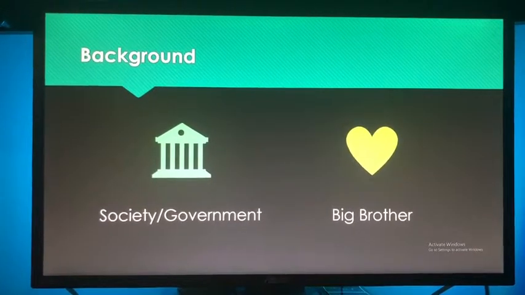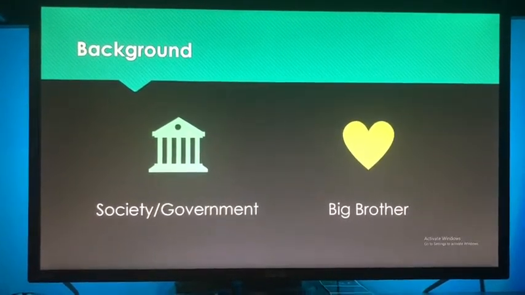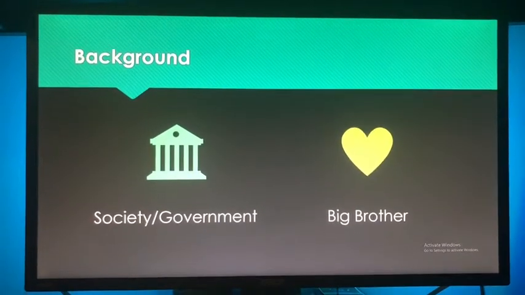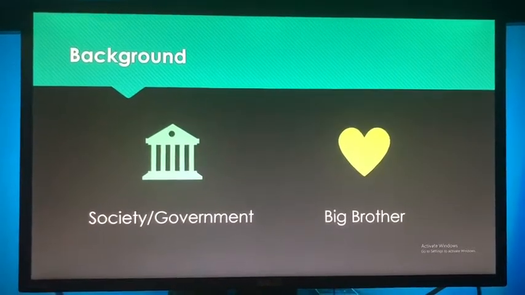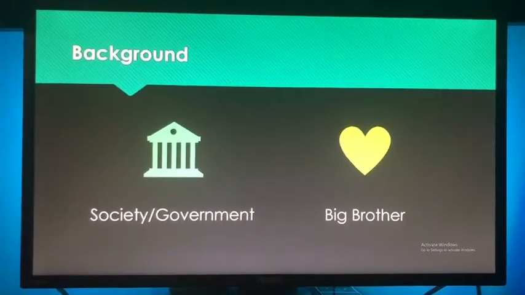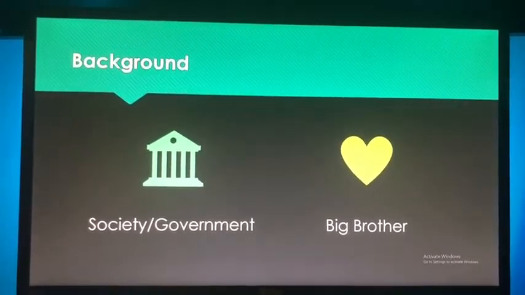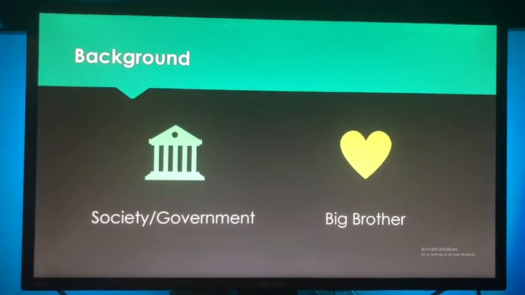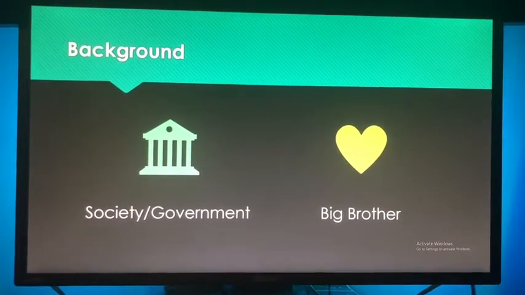The people are grouped into classes: the inner party, the outer party, and the proles. The inner party is like the rich people that are super devoted to Big Brother. The outer party is like the working class, and then the proles are like the outcasts. They don't even live inside the city, and they don't even get watched by Big Brother. These classes are much like the system that the US has, with an upper, middle, and lower class to which people fit into based on their monetary value.